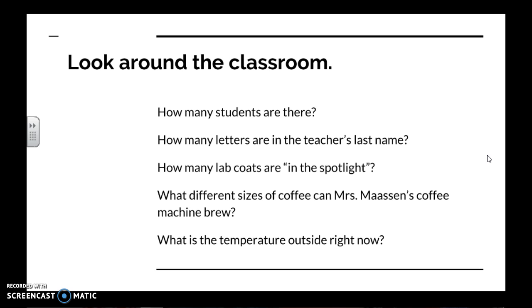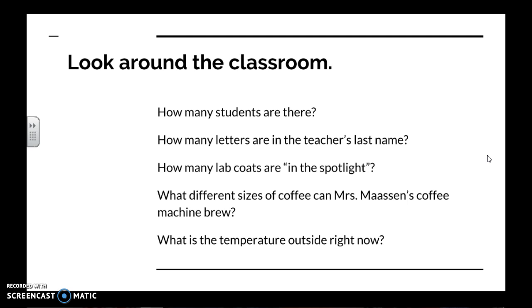How many letters are in the teacher's last name? How many lab coats are in the spotlight? To find this, you'd probably want to look over by the chalkboard and count how many lab coats are hanging up.